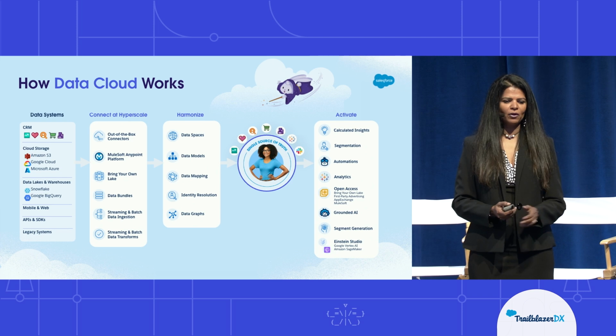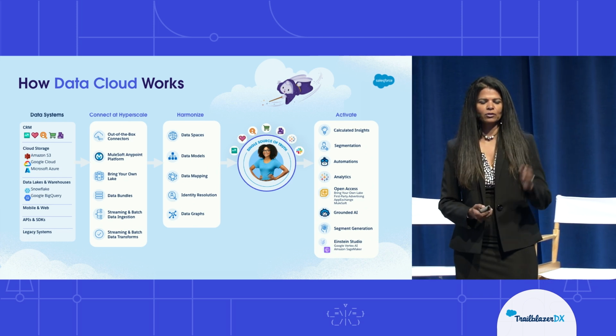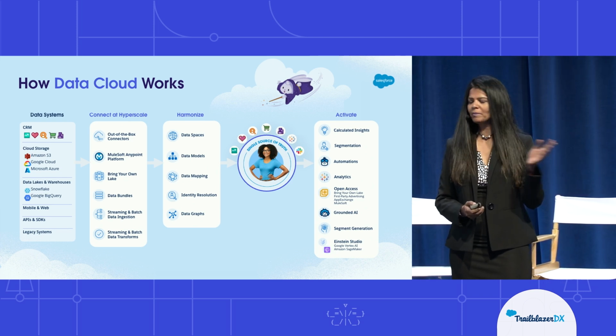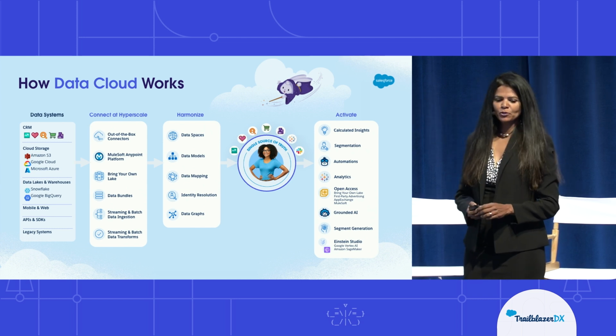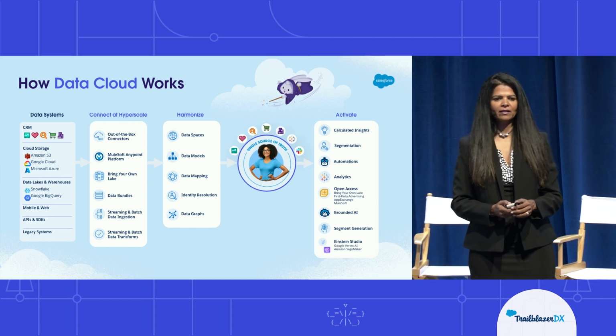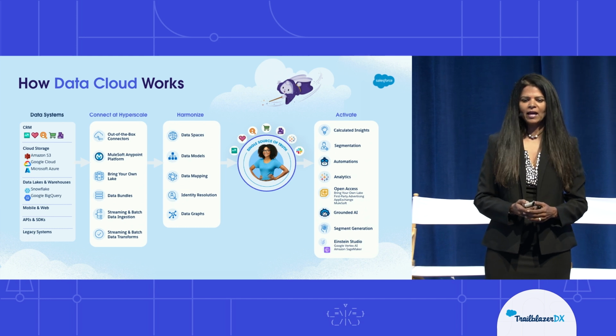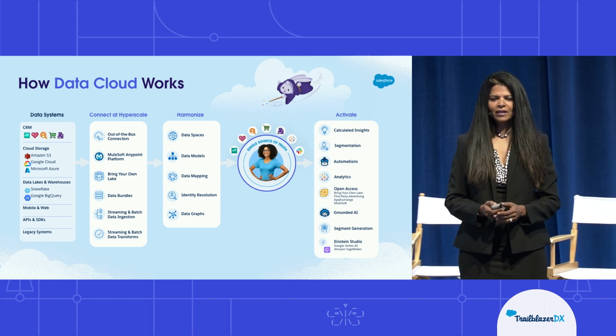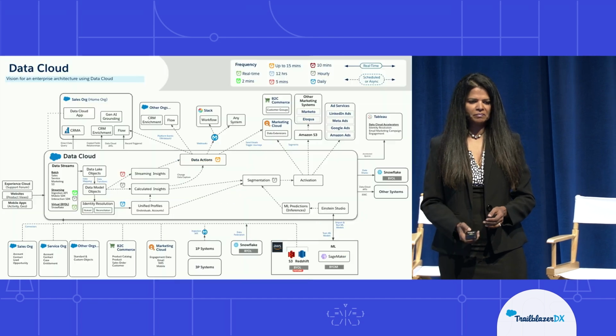Is it back? All right. You probably have seen this slide before. It talks about how Data Cloud works. You look at your source systems. If we go from left to right, you have your source systems. They connect at hyperscale. They come into harmonized. You have the source of truth, and then you're able to activate them.